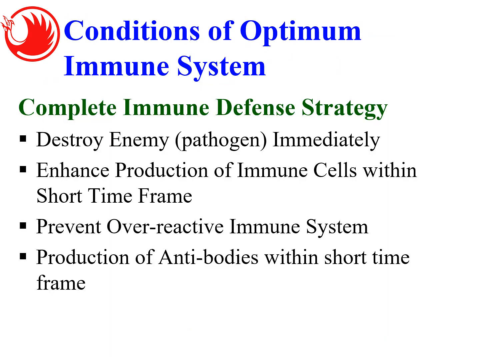So in order to have a complete immune strategy, you need to destroy the enemy immediately at the first line. That is, enhance production of immune cells within a short time frame, okay? And you must also prevent an overreactive immune system. Don't make your immune system overreactive, okay? And you must produce antibody within a short time frame. Produce all the bullets to kill all these invaders, just in case the invader multiplies too fast and your normal immune cells are not able to handle them anymore.